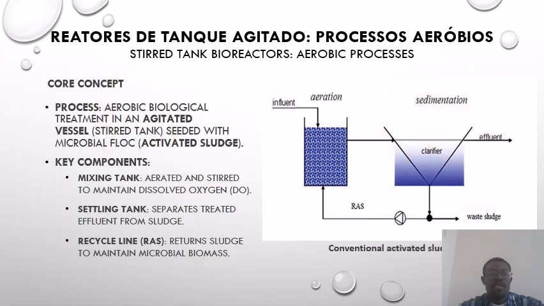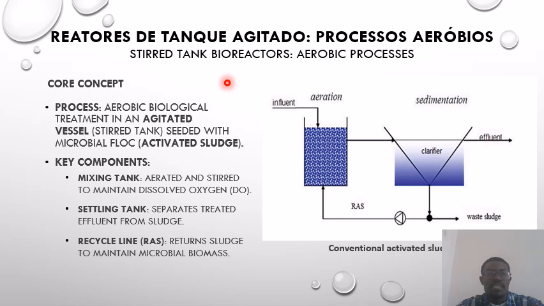Now, I want to further discuss biological treatment methods. We go on to the stirred tank bioreactors. This is an aerobic process also, and the concept makes use of an agitated vessel. That's a large tank. Stirred tank bioreactors for aerobic treatment use oxygen and agitation. The tank is being agitated to break down organic waste with activated sludge.